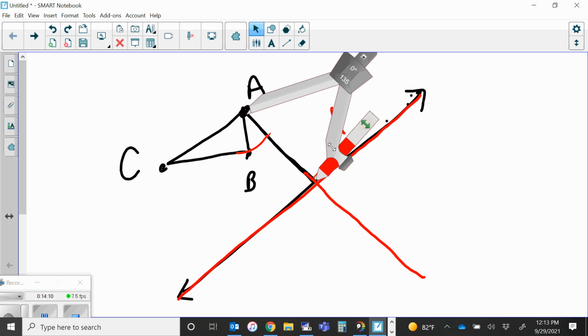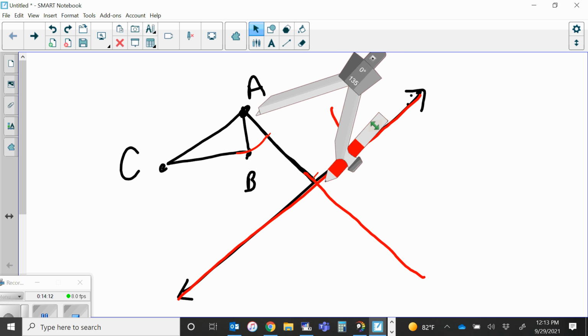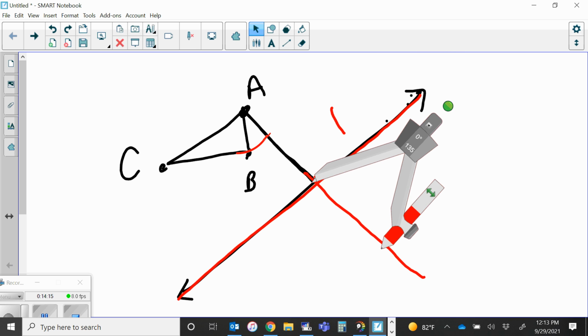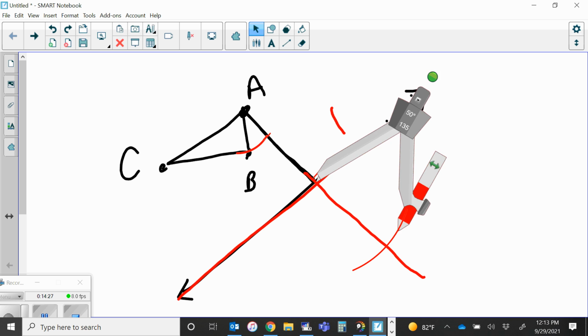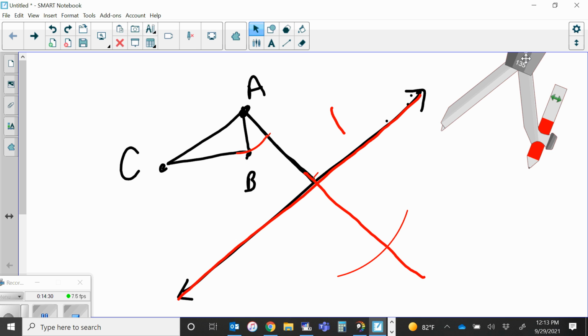How do I make sure the distance from A to the line is the same as the distance from this line to my other one? I take my compass right here. Yeah, makes sense? And there, now this is where my reflected A point is. What am I going to call it? A prime. Does that make sense? Yep.